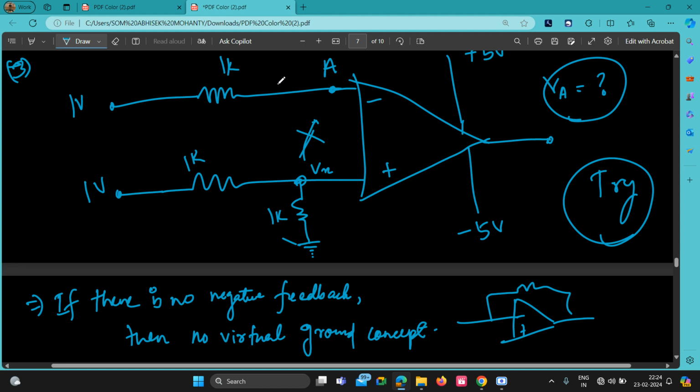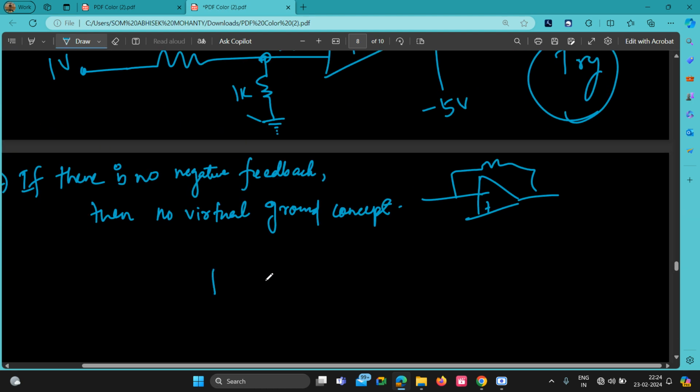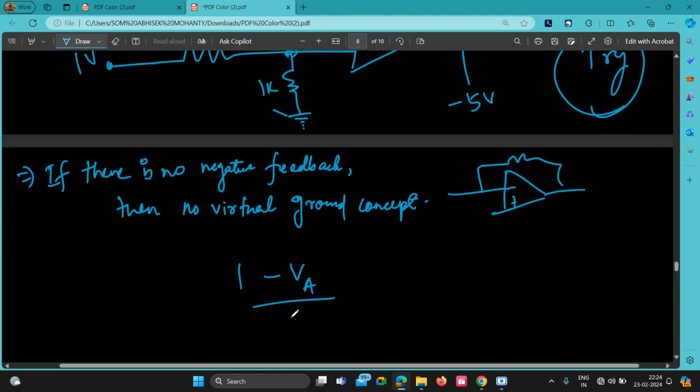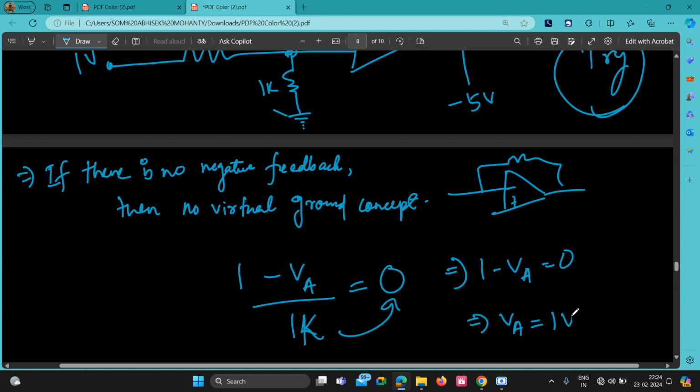And one thing is there: the current will always be zero into the diode. Just remember that current will be zero into the diode. So how will you approach it? 1 minus VA divided by the resistance. Resistance is 1K. Voltage by resistance, that is your current. Current is 0. So 1 minus VA is equal to 0, and VA is equal to 1 volt. That will be the answer.